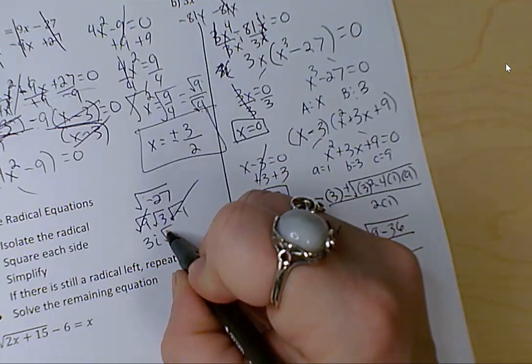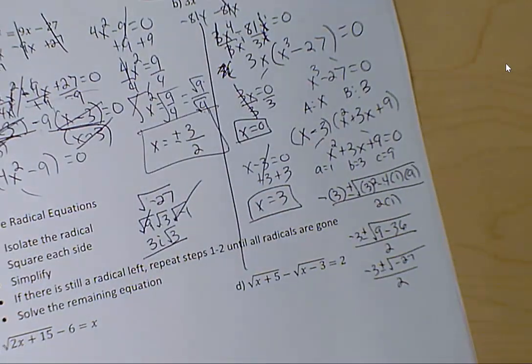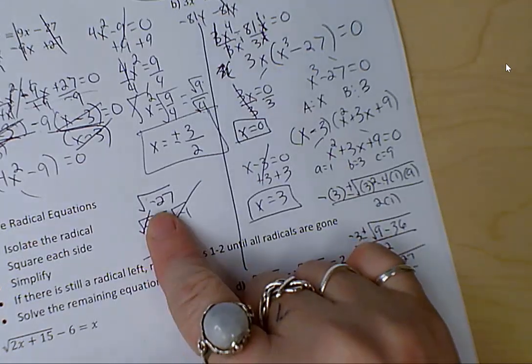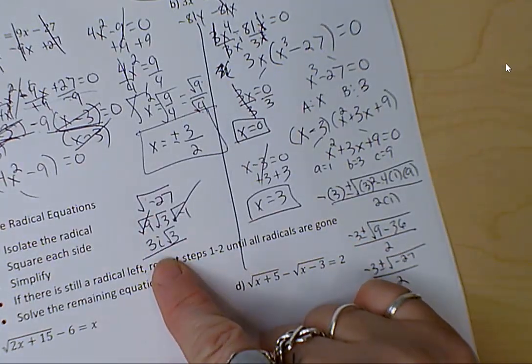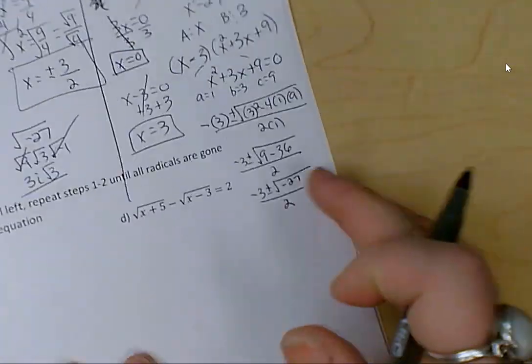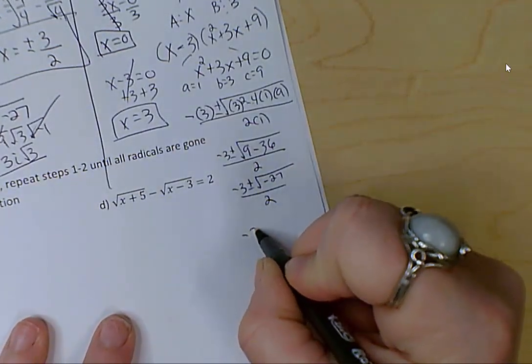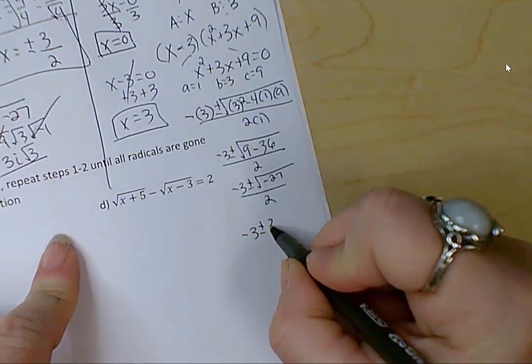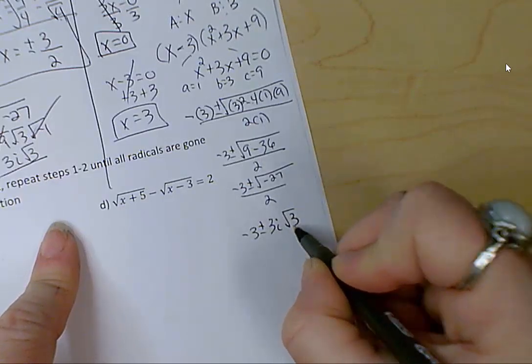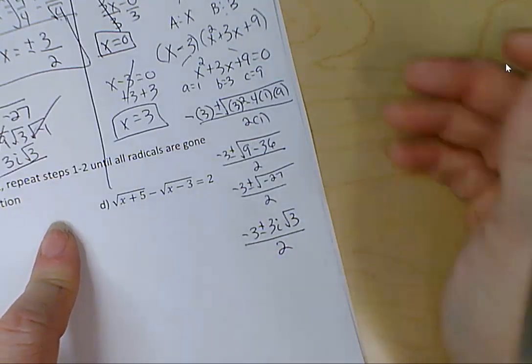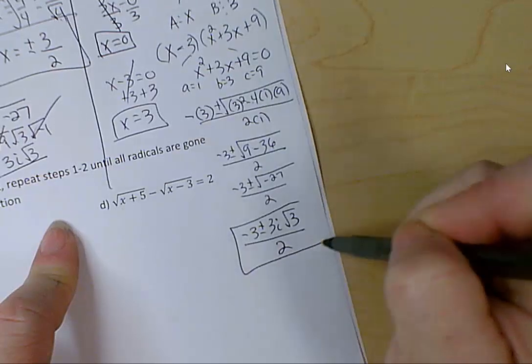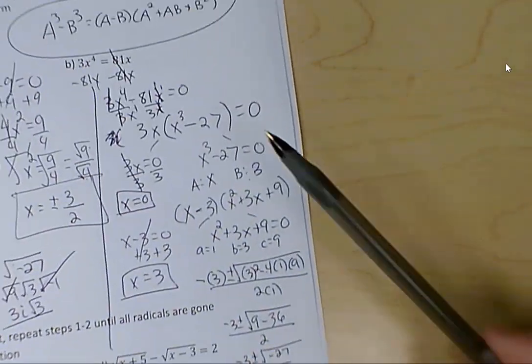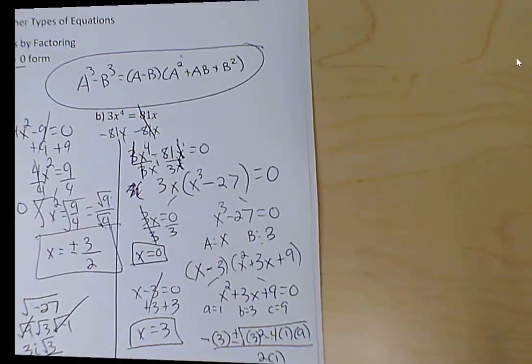Square root of 3 cannot be simplified, so we drop that down. So square root of negative 27 is 3i square root of 3. I'm going to go ahead and plug that in over here. Negative 3 plus or minus 3i square root of 3 over 2. This would represent our third and our fourth solution for this one.